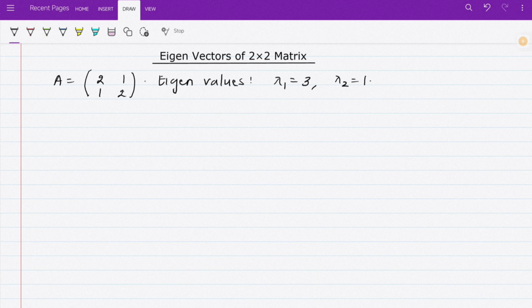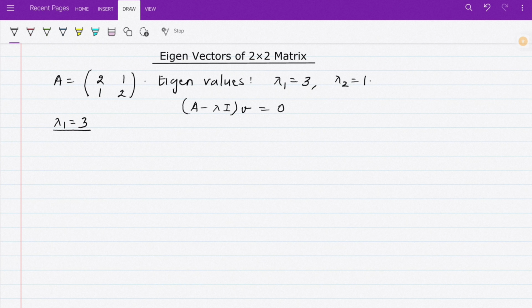Eigenvectors are non-zero vectors that when multiplied by a matrix result in scaled versions of themselves. They are like the direction that the matrix stretches or compresses. To find them, we'll use the equation (A minus lambda I) times V is equal to 0. Here A is our matrix, lambda is the eigenvalue, I is the identity matrix, and V is the eigenvector we are trying to find. Let's start with lambda 1 equal to 3.